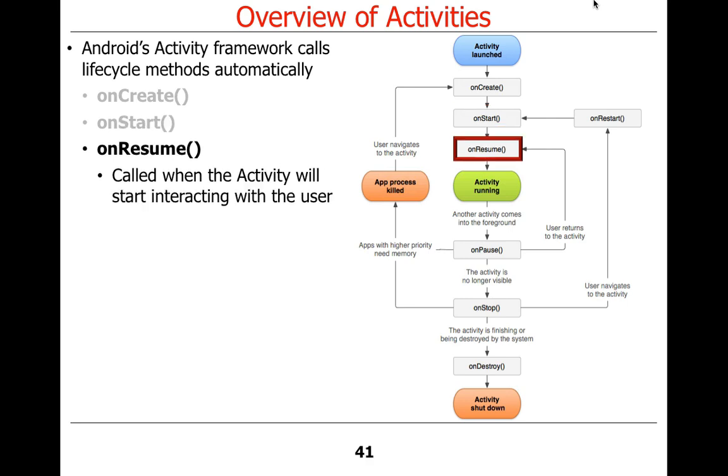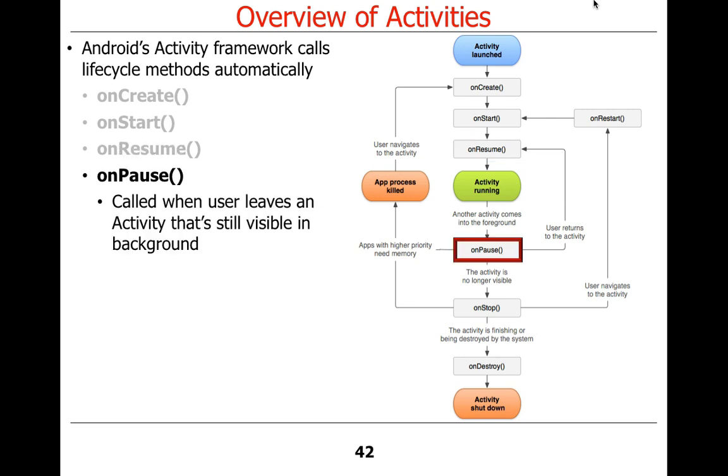There's also something called onResume, and that's called when the activity is just about to start interacting with the user. After onResume returns, the activity is in the running state, and any input you type in goes to that activity. Before this gets called, that's not the case. After onResume returns, anything that happens will be happening in the running activity. So now at this point, your activity is up and running and it's doing stuff.